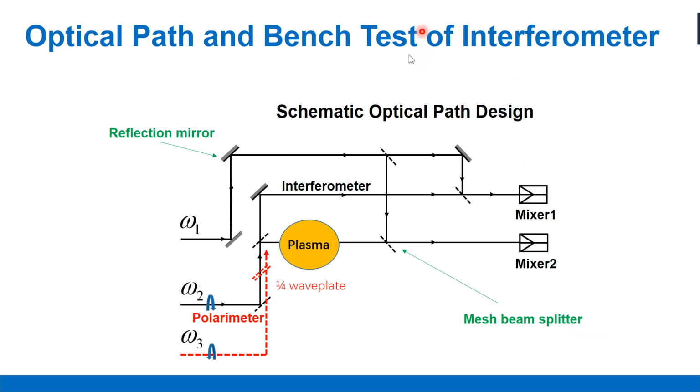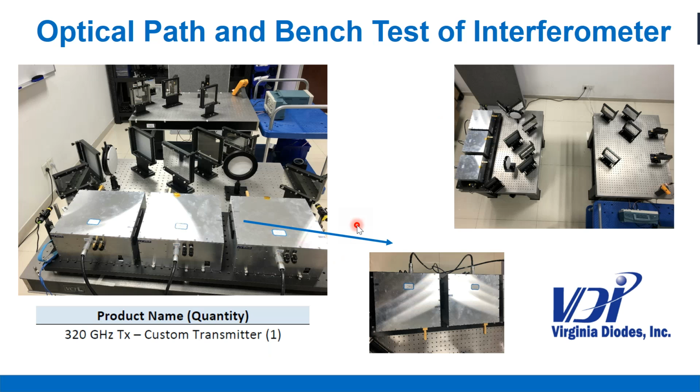This figure shows the schematic optical path design of the interferometer and the polarimeter in the bench test. These are the reflection mirrors, and these are the mesh beam splitters.